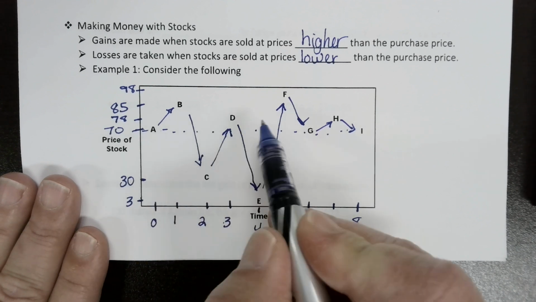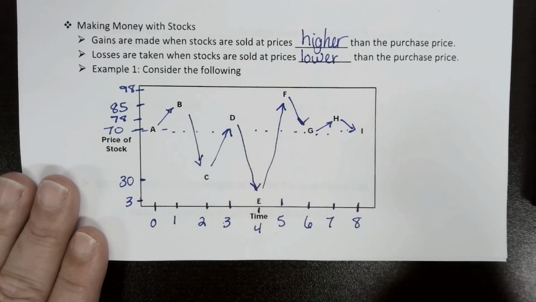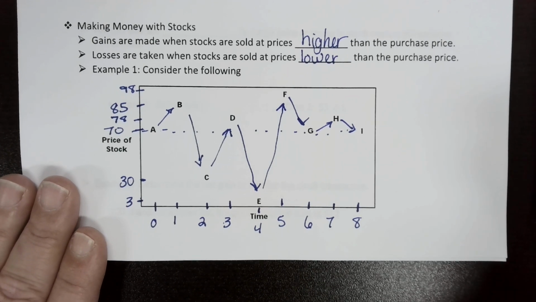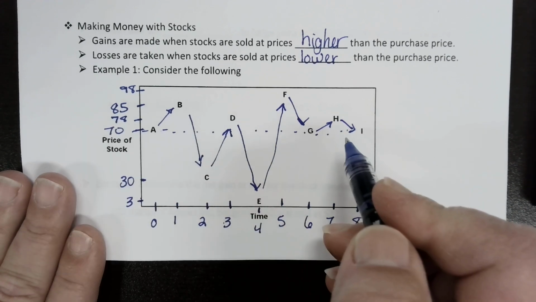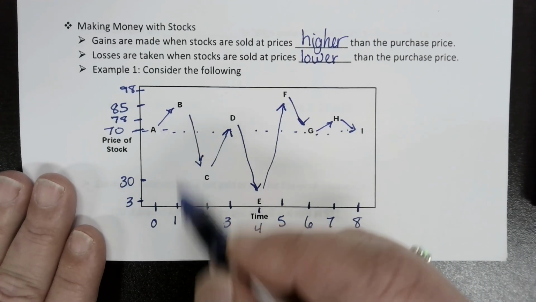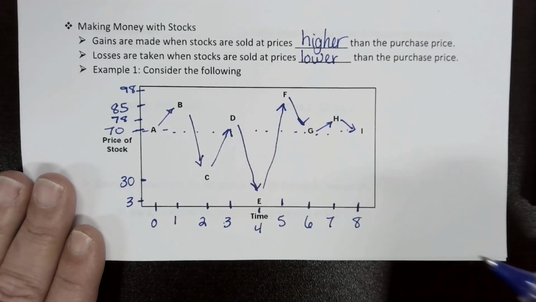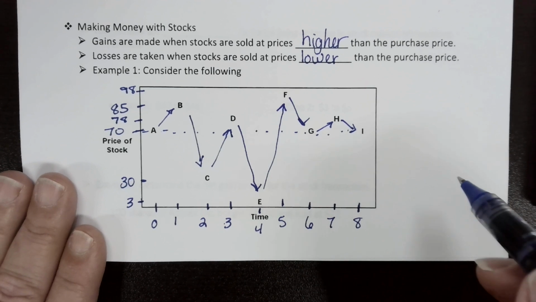If I'm right on that line with A, G, and I, and I sold it, I wouldn't make any money. I would probably actually be out a little money because I had to pay my broker's fee on both ends, the buy and the sell. So this is a typical 8 hours for a stock in the market.